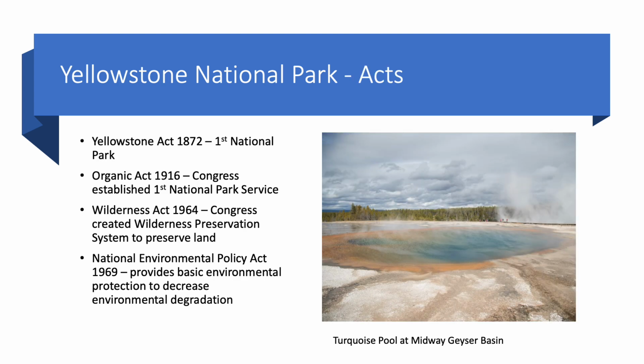A few of the acts passed by Congress that affected Yellowstone and other parks in the United States include the Yellowstone Act of 1872, which established the world's first national park at Yellowstone. The Organic Act of 1916 established the first National Park Service to manage all existing parks. The Wilderness Act of 1964 created the National Wilderness Preservation System to secure the wilderness for future generations.